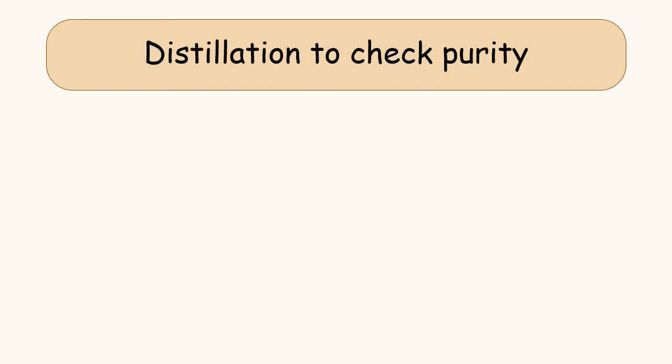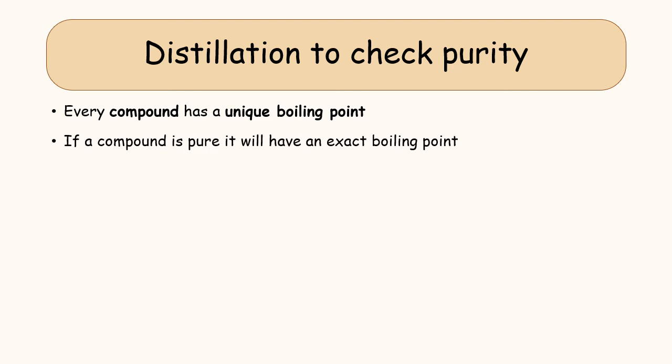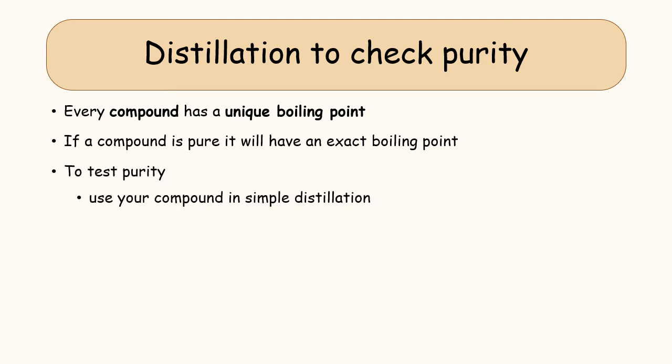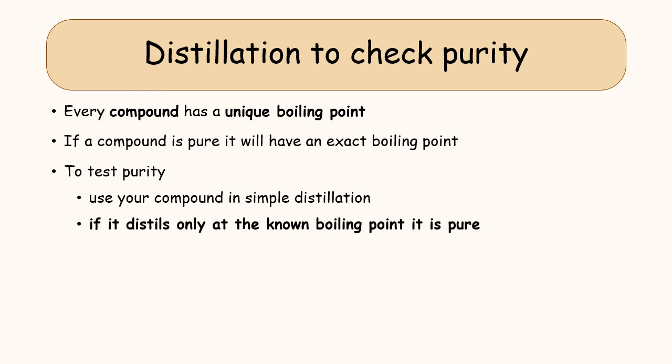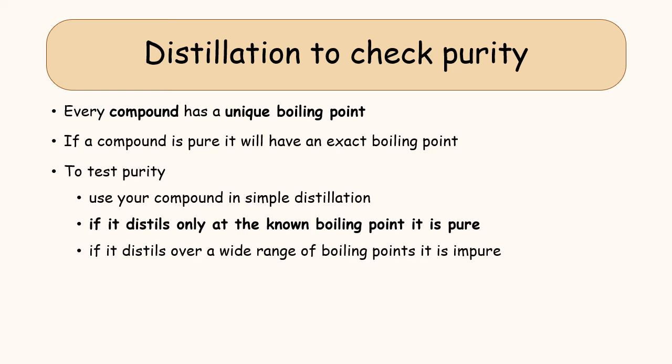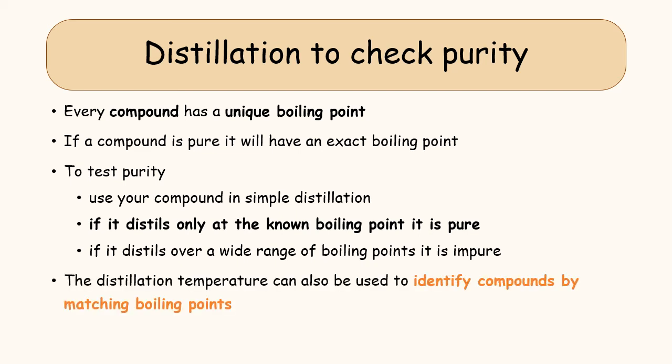Now, distillation can also be used to check purity, and I've talked about this previously in the video. So remember, every compound has a unique boiling point. If a compound is pure, its boiling point will be exact. So if you want to test purity, you put what you think is your pure compound into a simple distillation apparatus. If it distills only at the known boiling point, you can say it's pure. If it distills over a range of boiling points, it is impure.